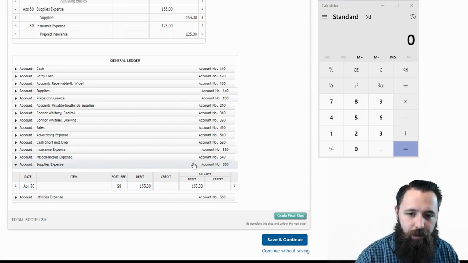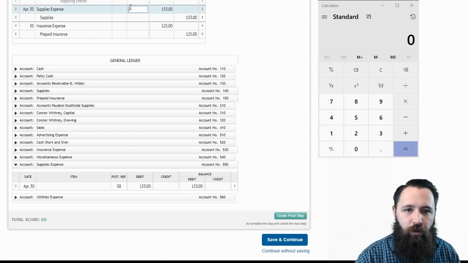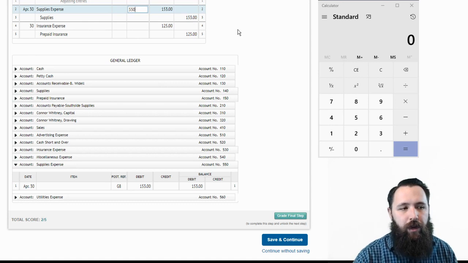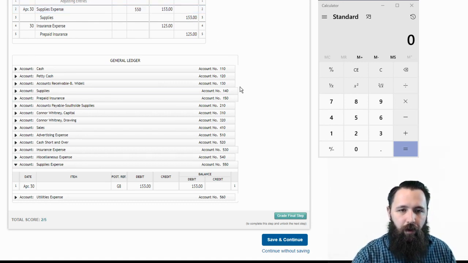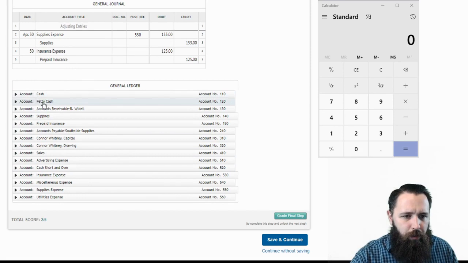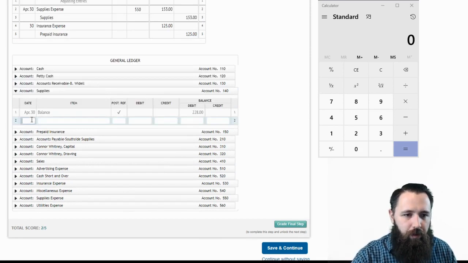What's the last step we need to do? We're going to take account number 550, and we are going to put it in our post reference number here so we can refer back to it if there's any issues. There we go. That's done. We have now posted supplies expense. You guys have posted before, so this is all stuff that you've done. Let's make sure that we go into supplies, though, and do this correctly.